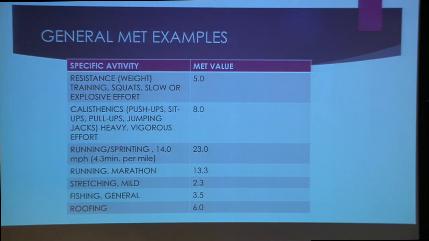And this is just a general chart of the certain exercises that I'll be going over, except for the last 3, which I just added to give you an example of some of the exercises. Squats, I'll be going over squats, pull-ups, running and sprinting. The example for that one is specifically 14 miles an hour, running a marathon. And so there are certain values and numbers that are associated with those exercises.